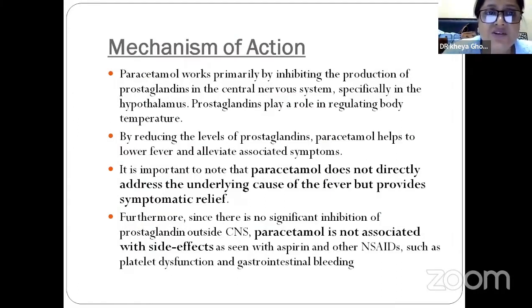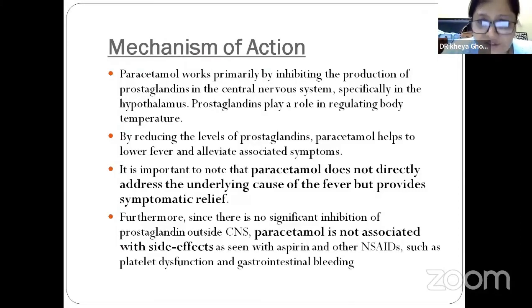The mechanism of action is that paracetamol works primarily by inhibiting the production of prostaglandins in the central nervous system, specifically in the hypothalamus, which plays a role in regulating body temperature. So by reducing the levels of prostaglandins, paracetamol helps to lower the fever and alleviate the associated symptoms. It is important to note that paracetamol does not directly address the underlying cause of the fever, be it paracetamol or any antipyretic. So you have to make the necessary arrangements to treat the cause of the fever. Suppose it is typhoid, give the appropriate antibiotic; if it is malaria, give the appropriate antimalarial. Of course, for viral fever, you don't have any other option. So paracetamol mainly gives symptomatic relief, which is very essential in most fevers.